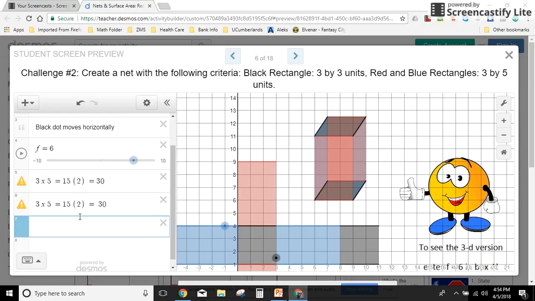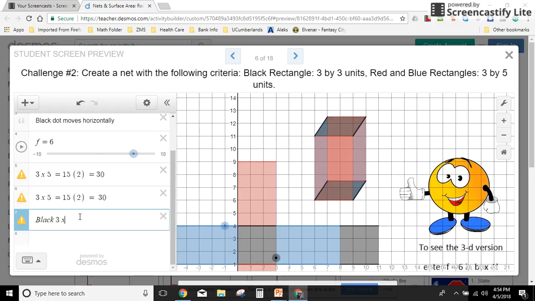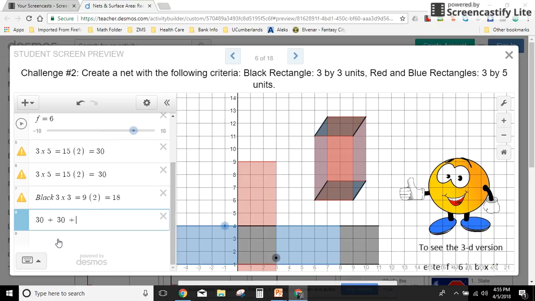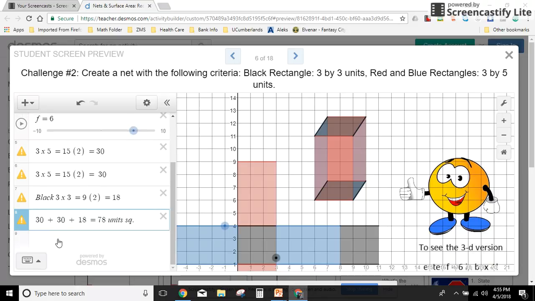Now let's talk about the black rectangles. The black rectangles are 3x3. So if I multiply 3 times 3, I get 9. Well, 9 times 2, because there are 2 faces that are black rectangles, I get 18 units squared. So to get the surface area of this rectangular prism, I must now add the areas of the black, red, and blue rectangles. So I have 30 plus 30 plus 18, and that equals 78 units squared. And that's all it is to finding the surface area of a rectangular prism.